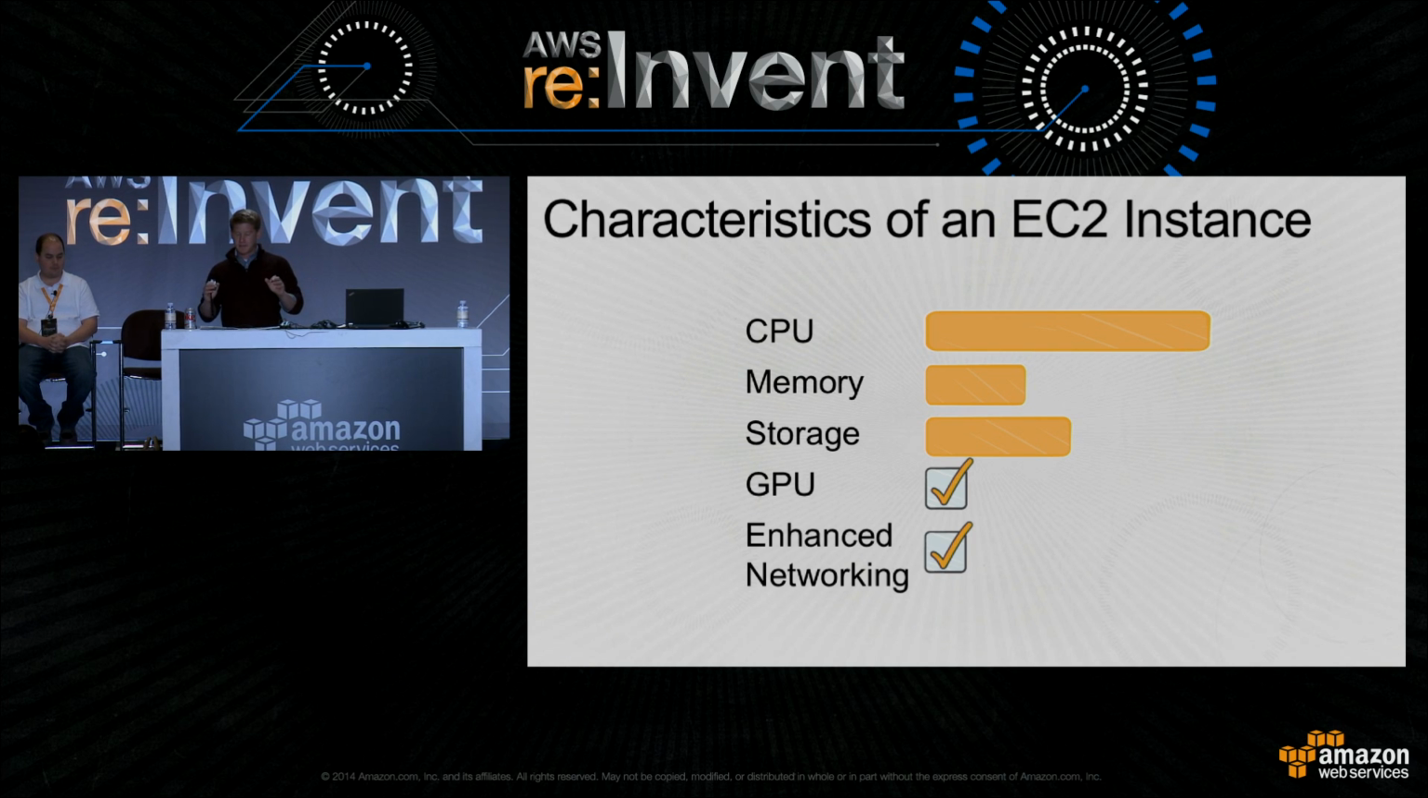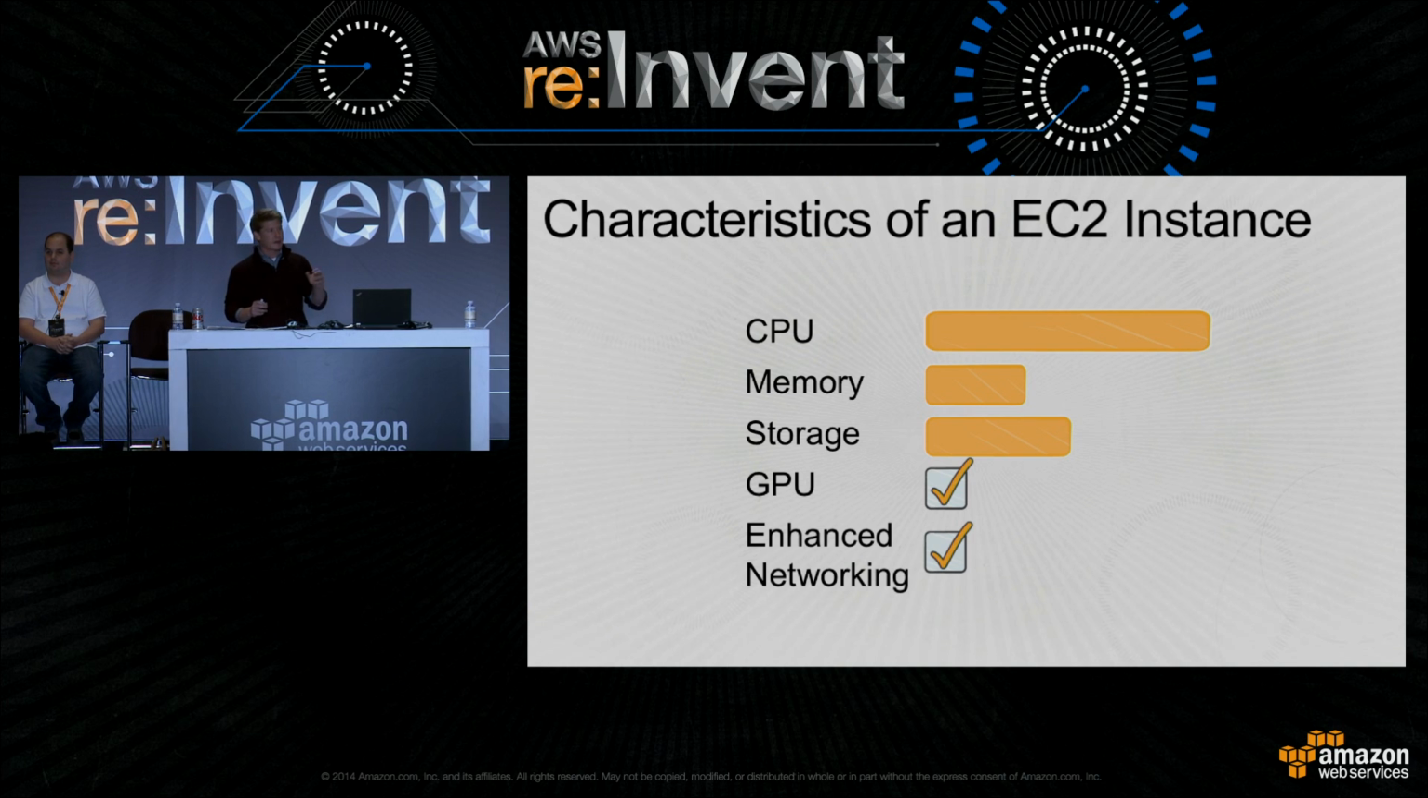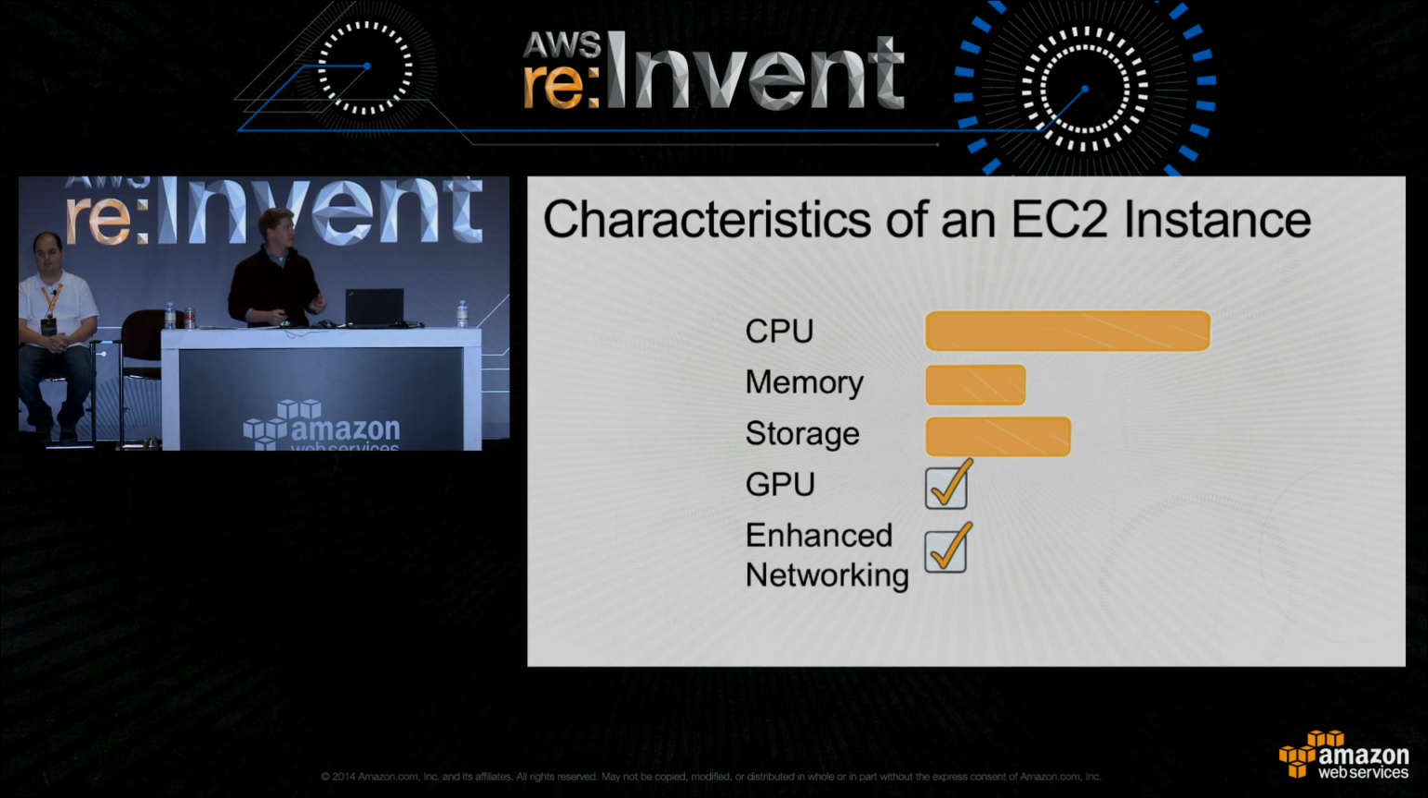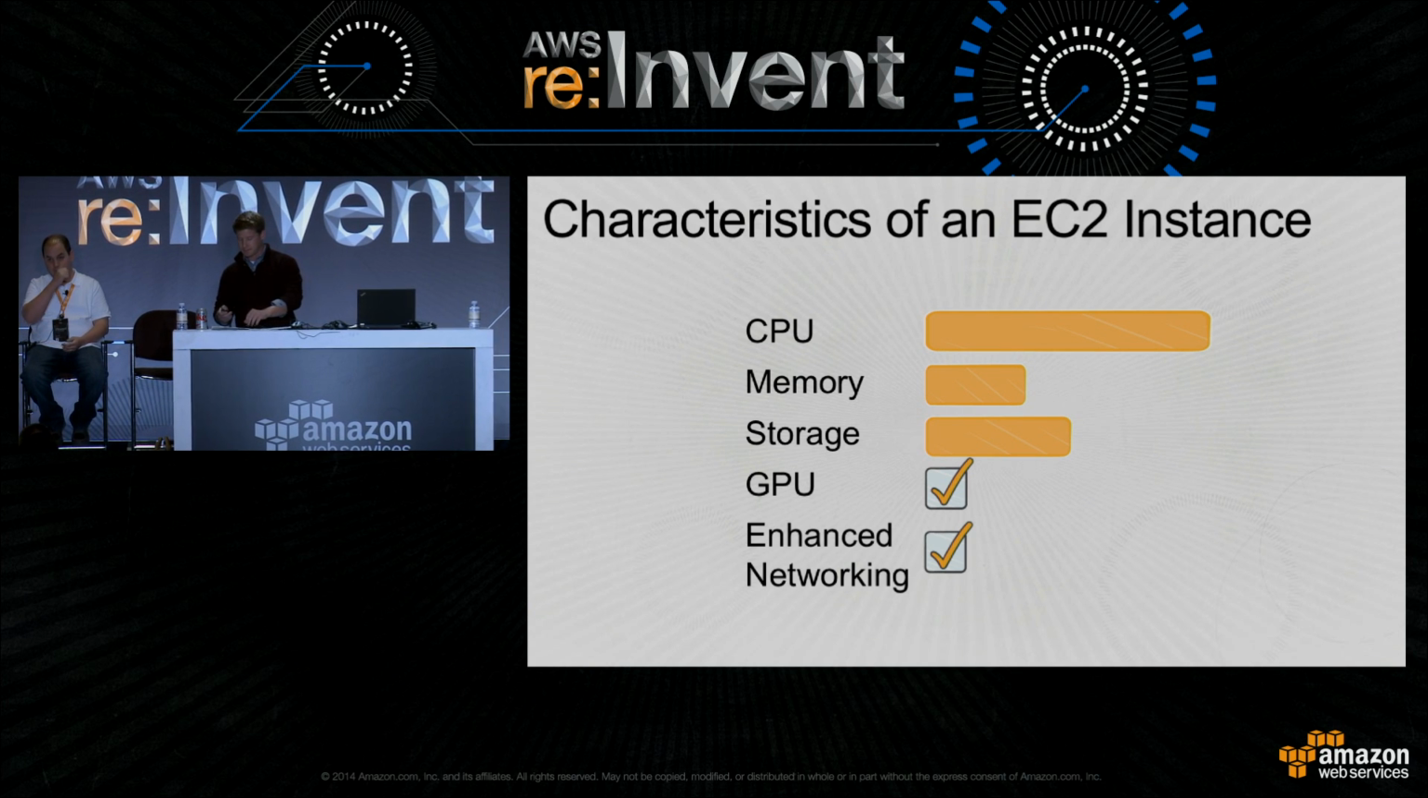So getting the most out of EC2 comes down to a lot of choosing the right instance type for your workload need and then focusing on that resource that serves as the bottleneck for you.